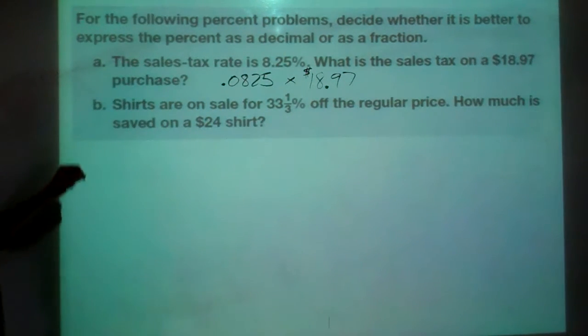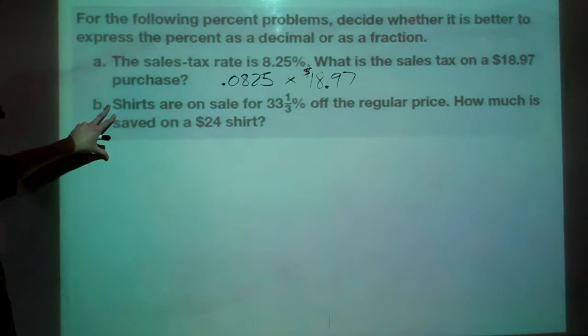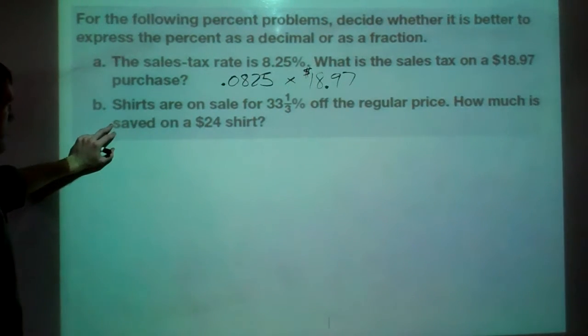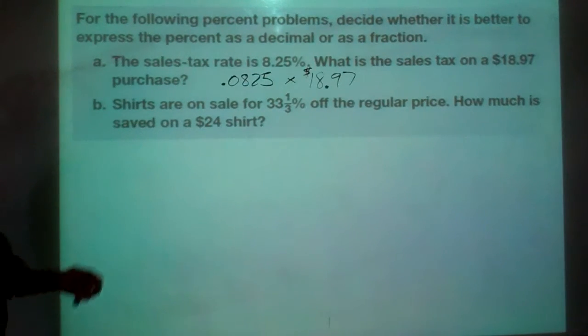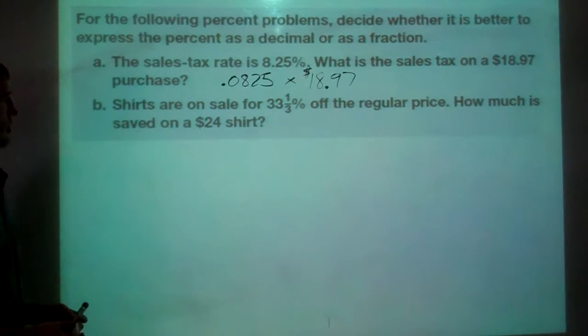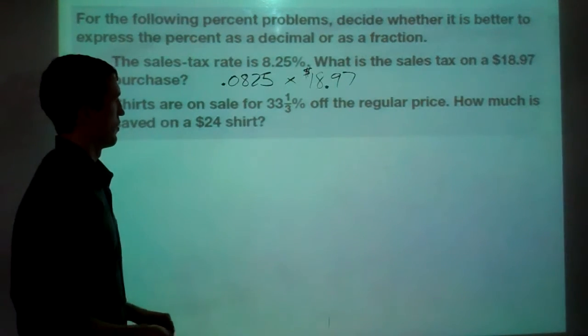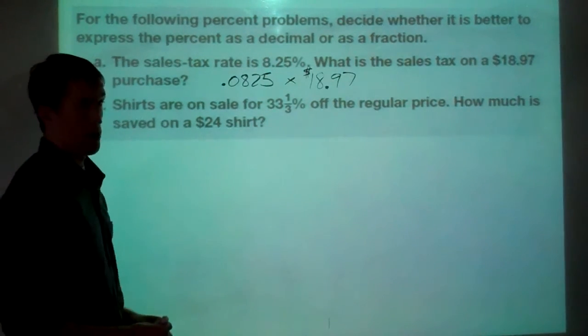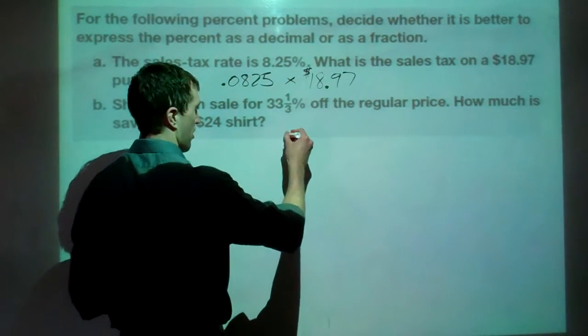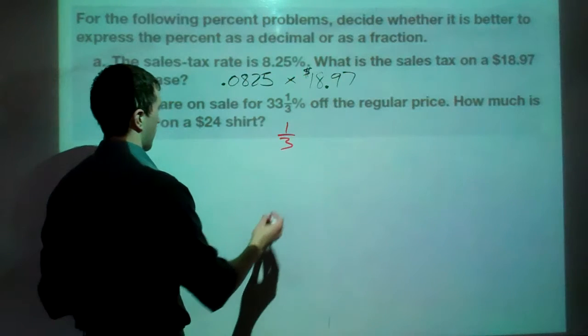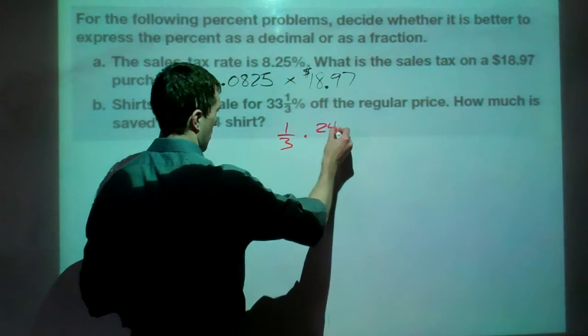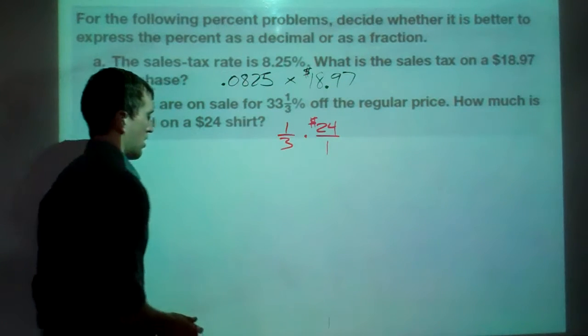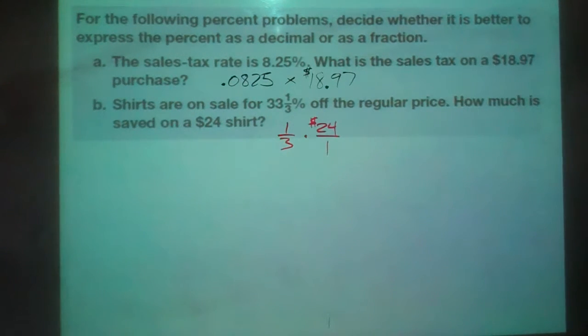For B, it says shirts are on sale for 33 1/3% off the regular price. How much is saved on a $24 shirt? Once again, they're asking us what will be saved here. I would say we would use the fraction for this one. 33 1/3% is also, as a fraction, just equal to 1/3. So 1/3 of $24, 24 over 1. And if we go through and solve B, that's essentially saying 24 divided by 3, you would save $8 there.